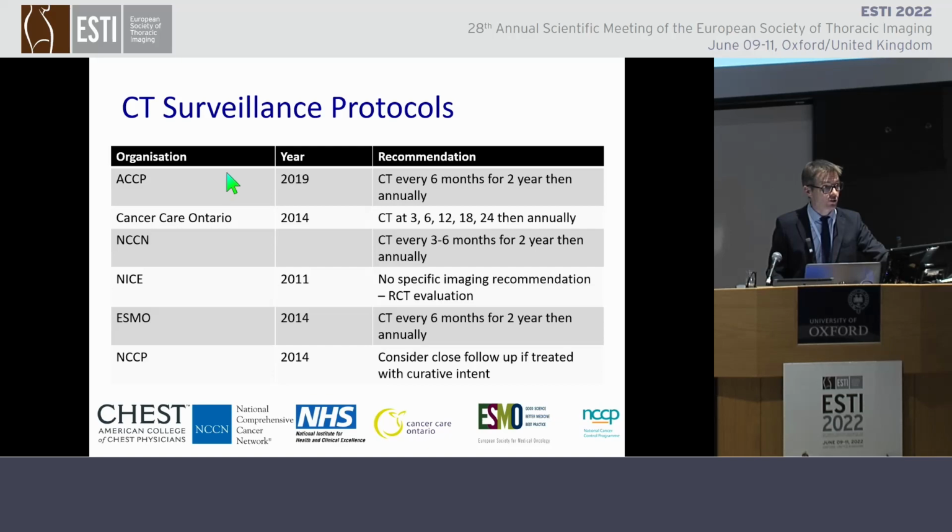Various organizations have various follow-up guidelines. Some recommend it. The majority now will recommend CT for follow-up. Some don't. At our institution, we do a CT at 6 months and then at a year, and then we follow up every year for 5 years. And we may be extending that out further towards 10 years to identify the new primary lung cancers.